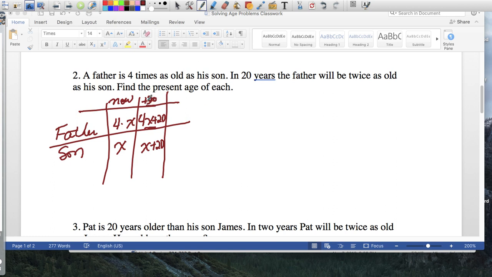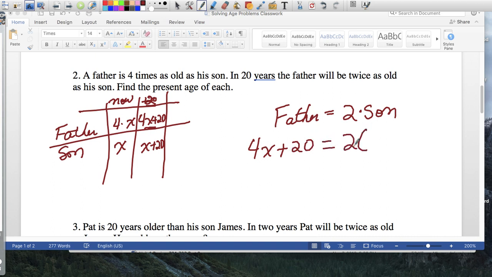And in 20 years, the father will be twice as old as the son. The father is going to be 2 times the age of the son. Now we just gotta go and substitute. So the father, we know his age is represented as 4x plus 20, and that equals 2 times the age of the son, which is x plus 20.